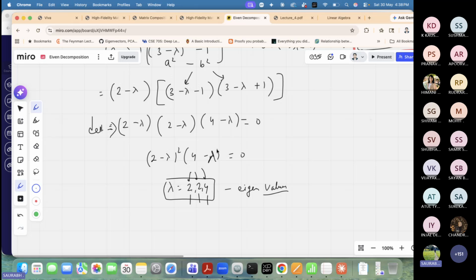But in the exam, we all understood, we came to this point, right? So the answer would be 2 comma 2 comma 4, or it will be 2 or 4? I just wanted to understand. The answer would be that there are three eigenvalues, which are 2, 2 and 4.